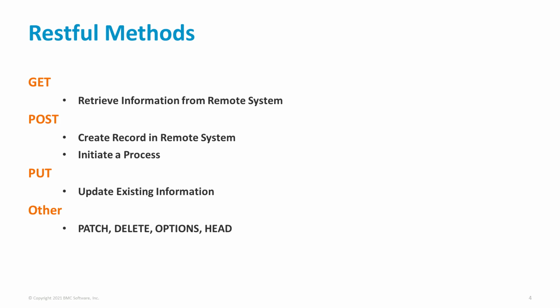A delete operation, as its name indicates, is going to generally be the opposite of a post. It's going to be removing a record from the remote system. Options is going to be one where you will be calling it to get information about the service. Head is going to be one that is similar to get, but doesn't actually perform the get. It's going to provide you essentially with an output to tell you the structure of the call that you're making.